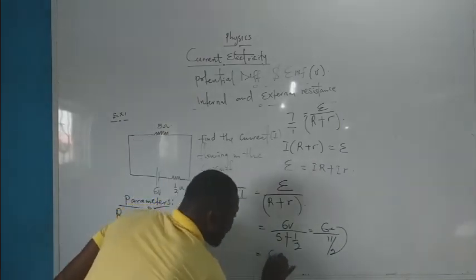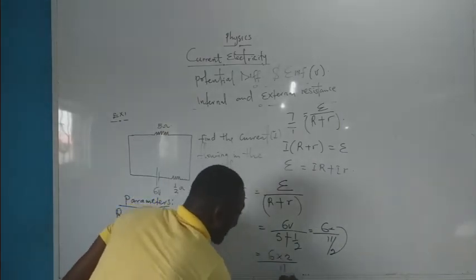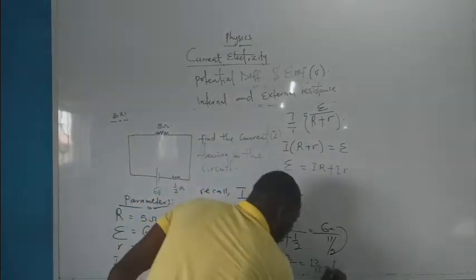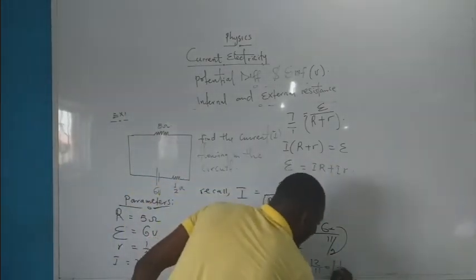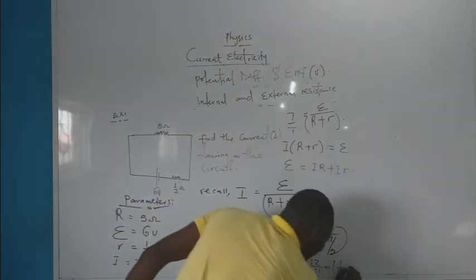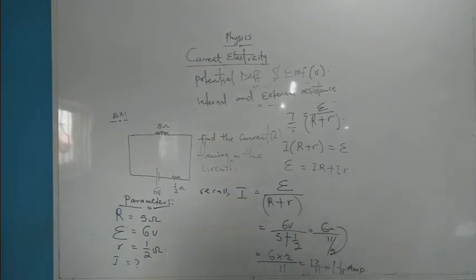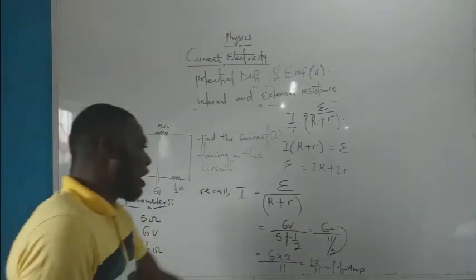That becomes 6 times 2 over 11, that is 12 over 11. That will give one odd number, 1 over 11 ampere. One odd number, 1 over 11 ampere.